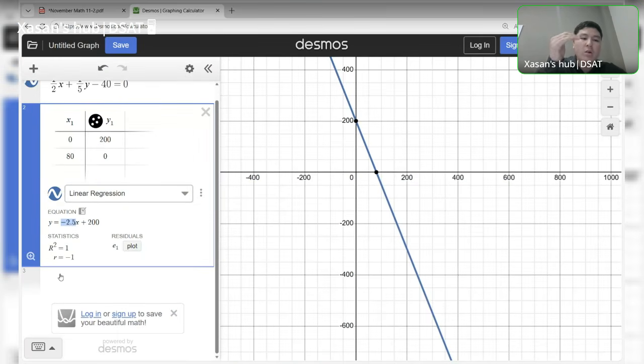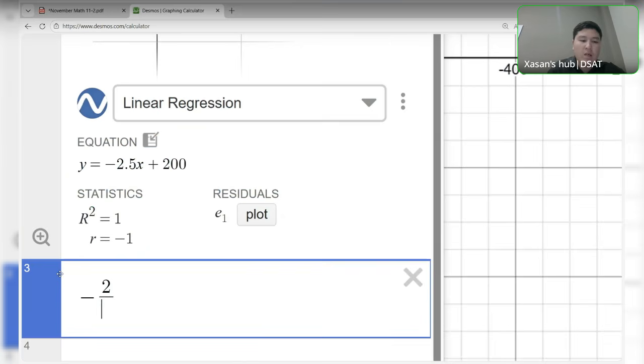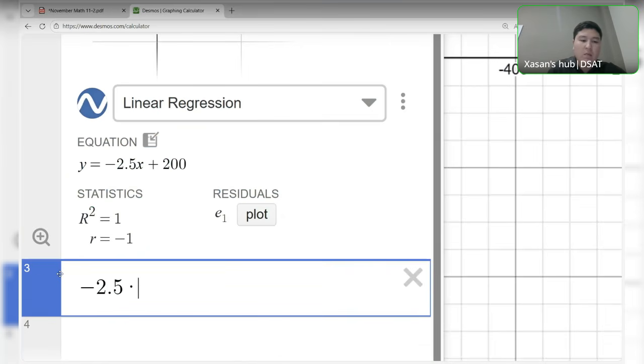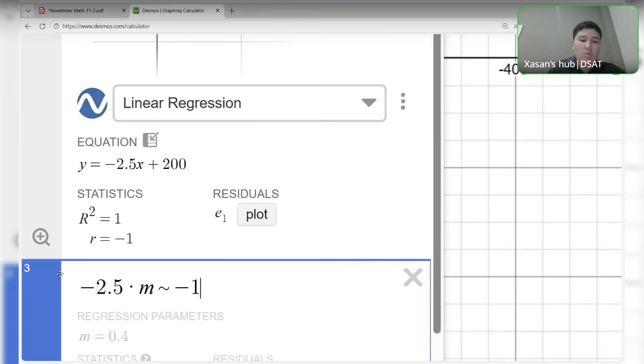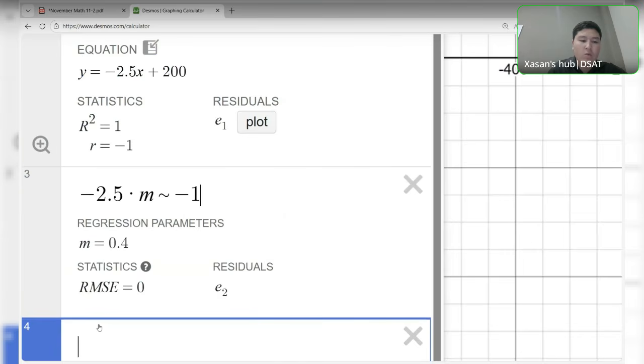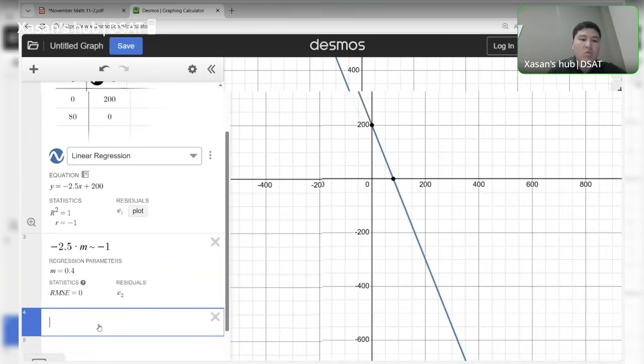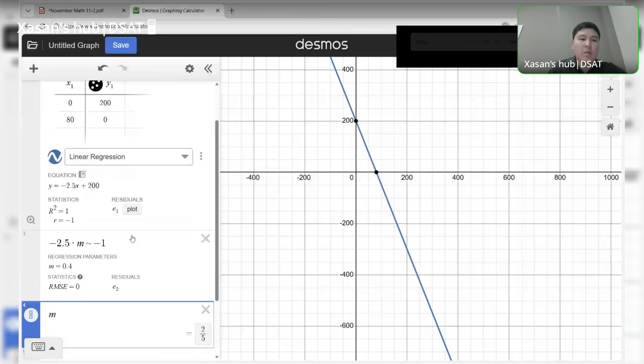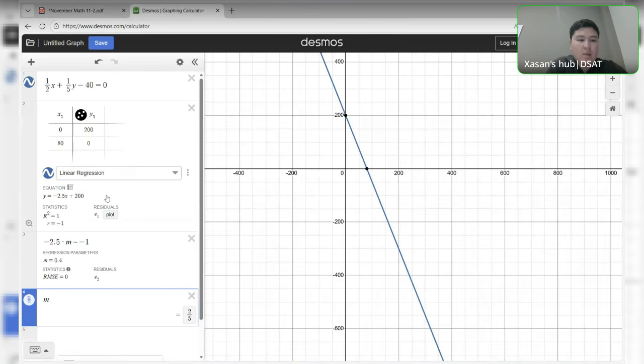So the perpendicular must be negative 2.5 multiplied by m, now negative 1. So m is 0.4 and the fractional form is 2 over 5. We can also do it by Desmos, as you can see. And okay, this is also Desmosable now, 2 over 5.